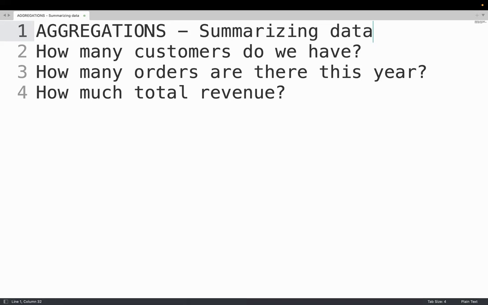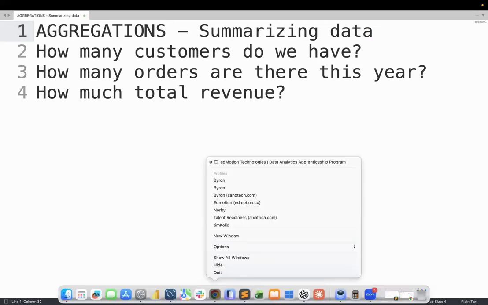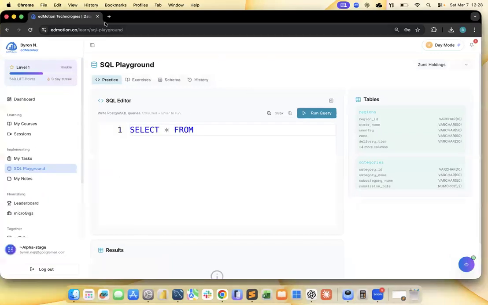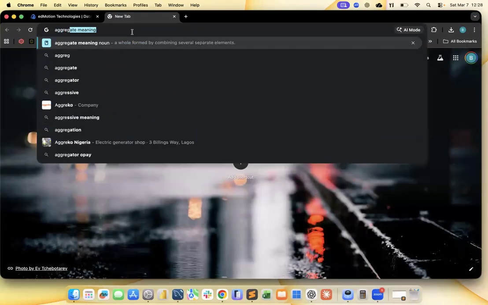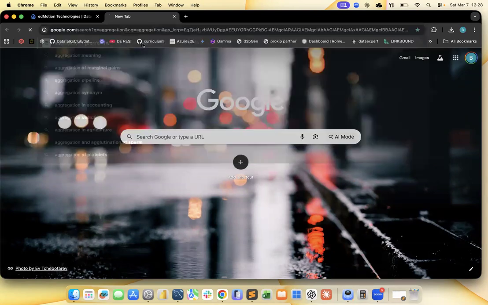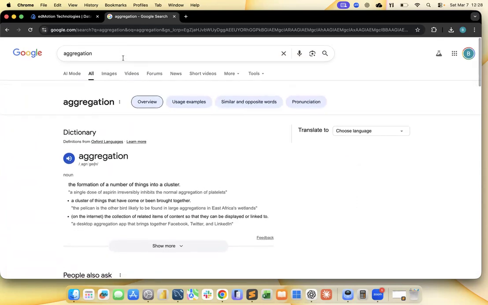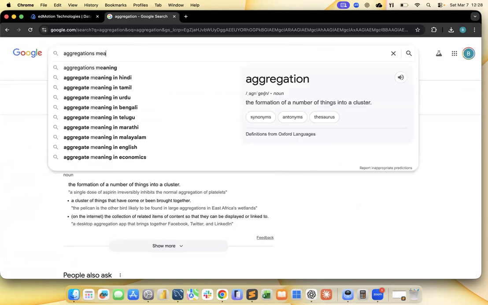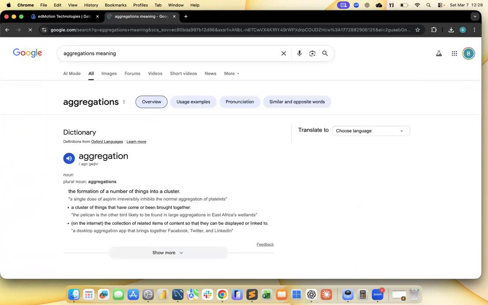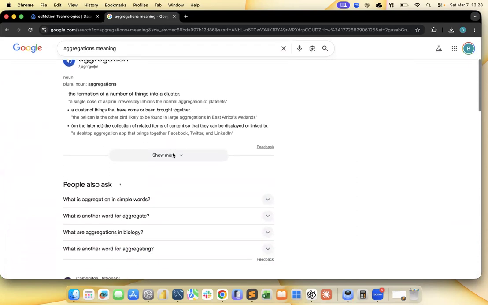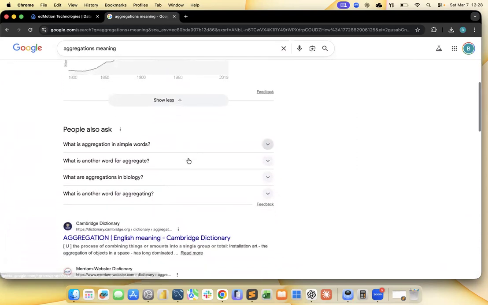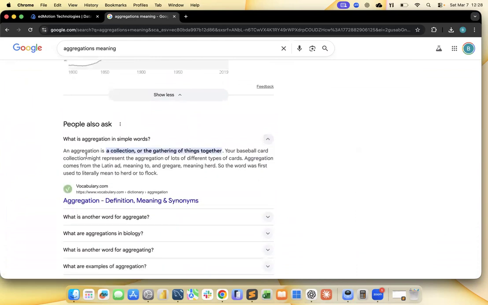Let's quickly check what Google is going to say about aggregations. Can you just tell me the meaning of aggregation? It's the formation of a number of things into a cluster. Let me click show more. An aggregation is a collection or the gathering of things together.